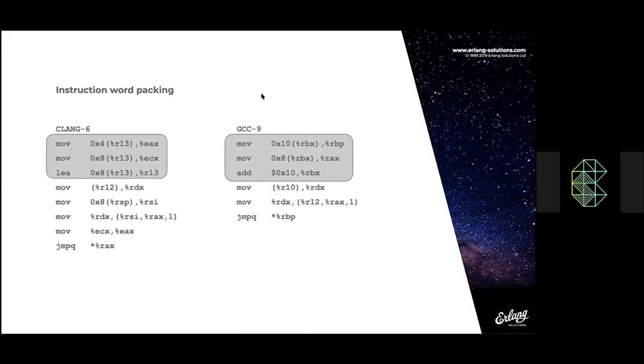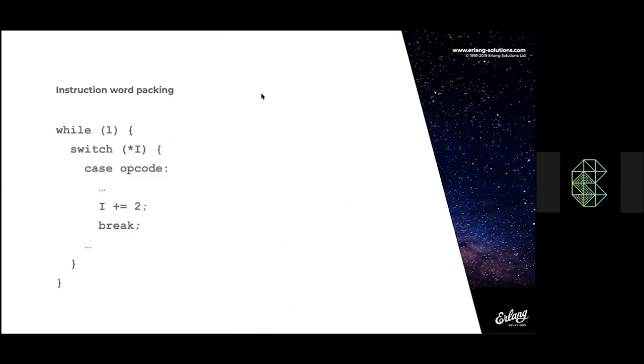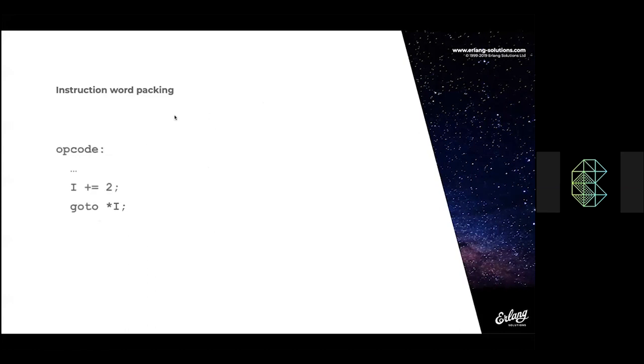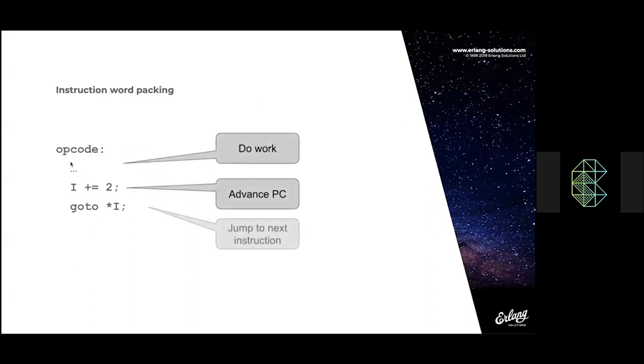The normal opcode dispatch loop looks something like this. You read an opcode, you do some work, you increment the program counter, and then you loop again, over and over. As an optimization, this code actually looks more like this. You do some work, you increment the program counter, and then you jump to the next instruction instead of looping in a while loop. This gives about a 15 to 20% performance increase compared to doing it the other way around.